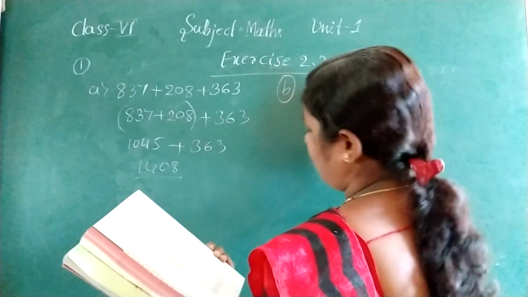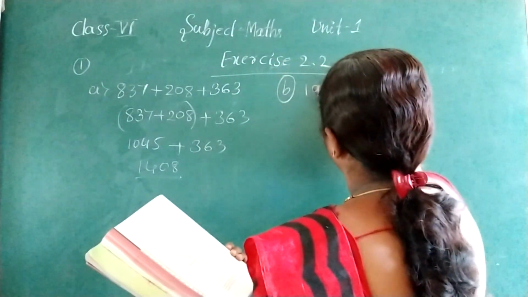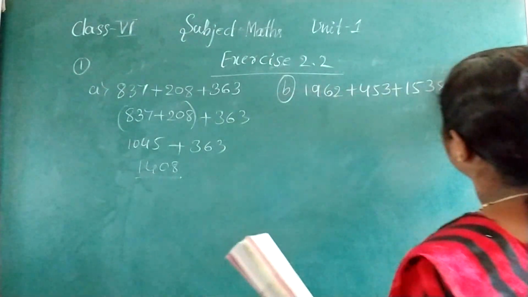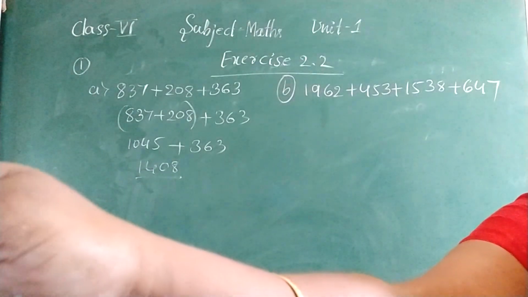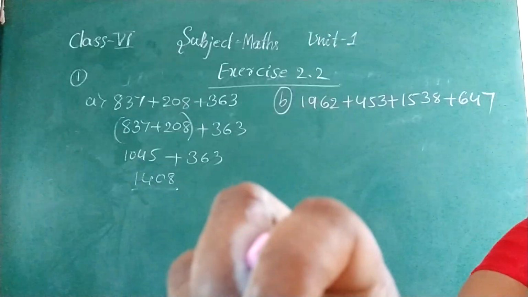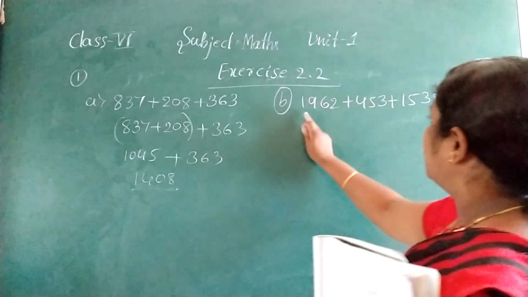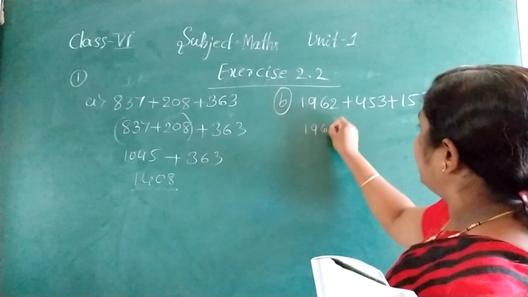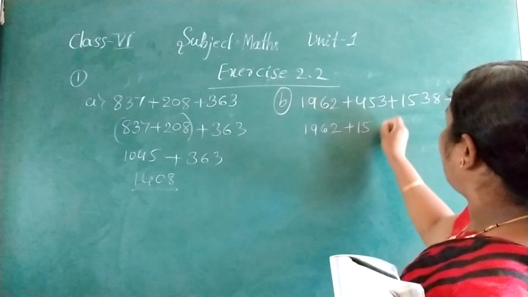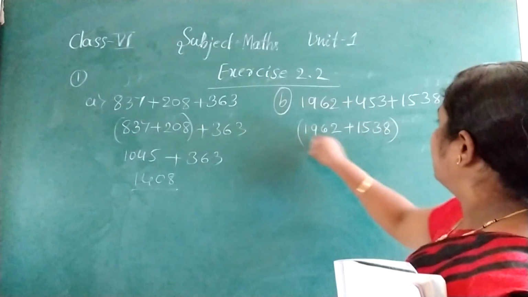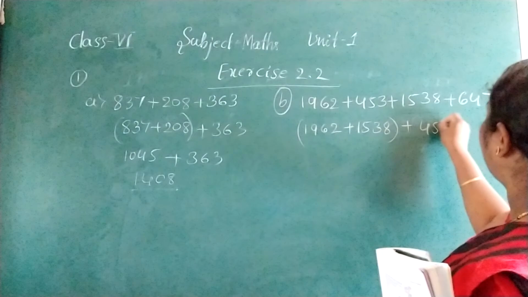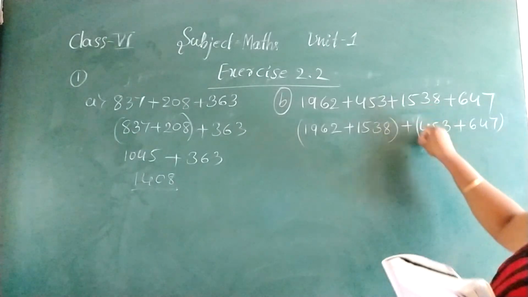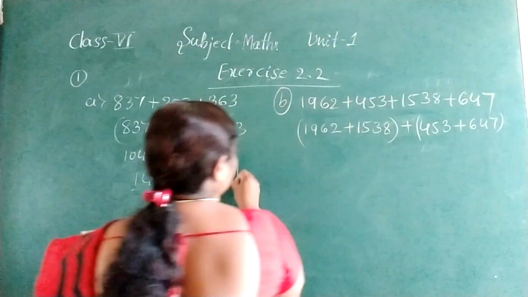Next, B: 1962 plus 453 plus 1538 plus 647. Using the associative property we can group. This is a 4 digit number and this is a 4 digit number, so I will group like that: 1962 plus 1538, plus 453 plus 647. Add these two first.